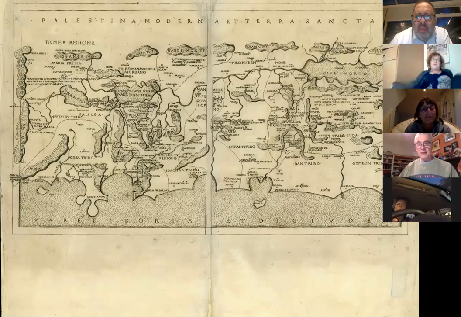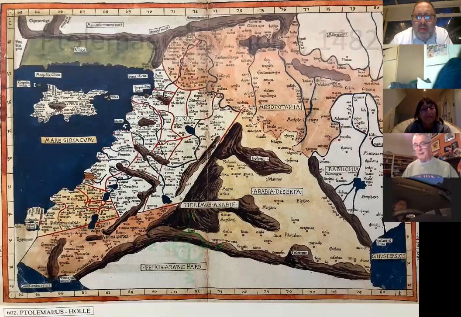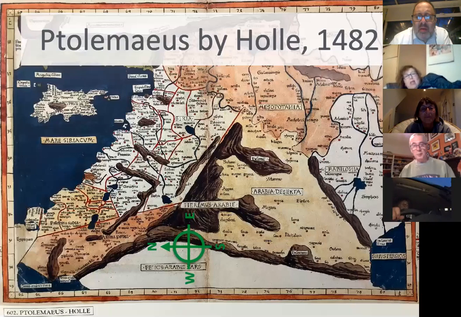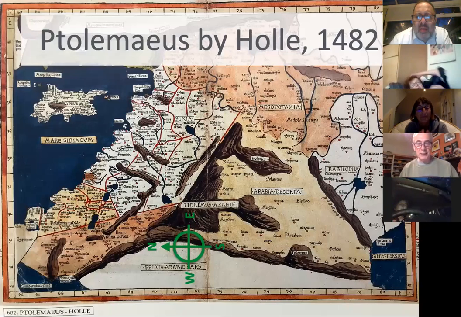Next map is the same Ptolemy map, by somebody called Holle. It's also from around 1480, beautifully coloured. And again, you can see east at the north. And there you can see a beautiful division of the tribal areas.